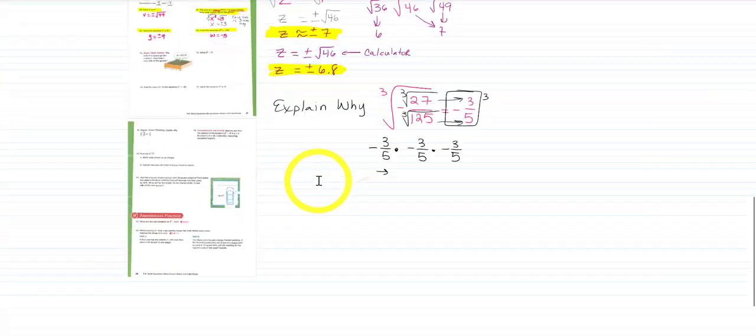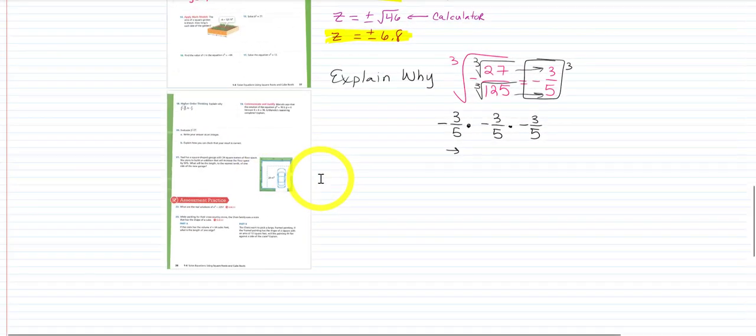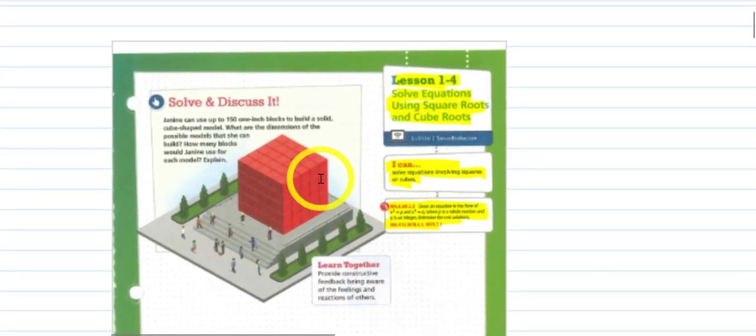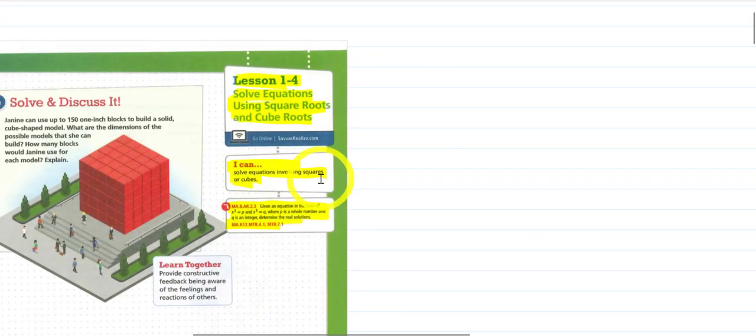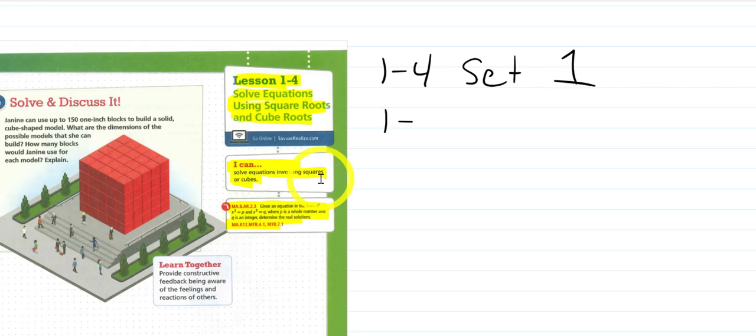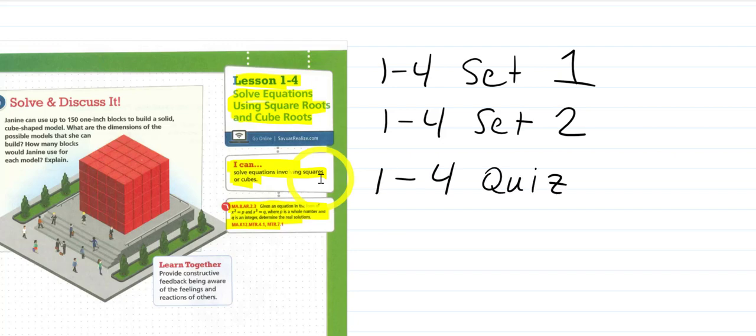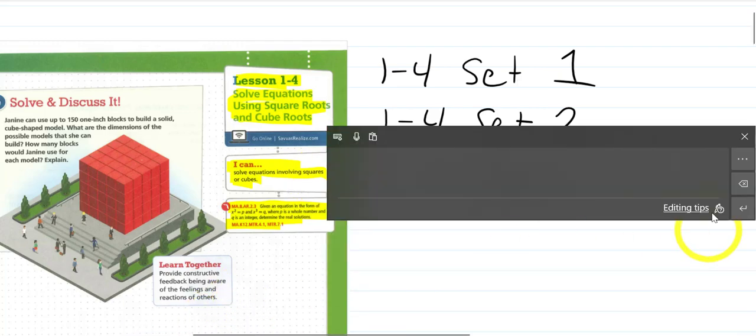All right, so now I'd like for you to log on to Savvas Realize and start working through all of the practice problems that are listed for 1-4. Remember that you're going to have 1-4 set 1 of practice problems, then 1-4 set 2, and then you will have to complete the 1-4 quiz in preparation. Then after that, we're going to be practicing and getting ready for the topic 1 assessment. All right. Good luck.